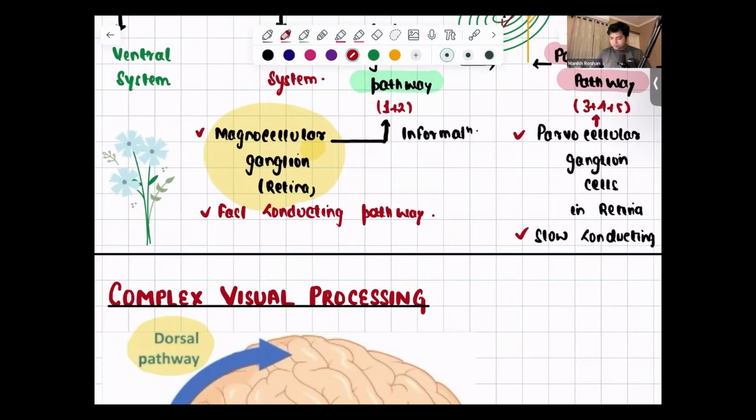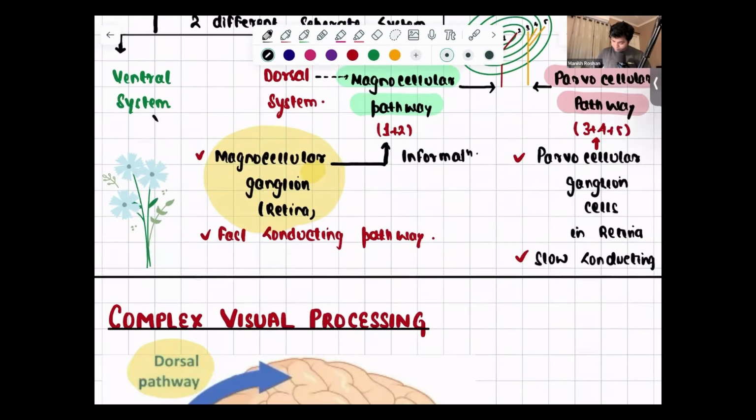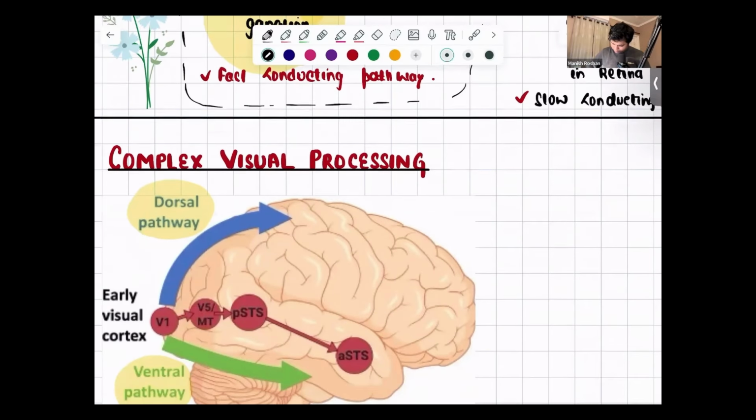Now, usually, the magnocellular pathway constitutes what is called the dorsal system. The dorsal system is constituted by the magnocellular pathway, and the parvocellular pathway constitutes the ventral system. So I hope the picture is clear now. We have the ventral and the dorsal systems. The dorsal system is formed by the magnocellular pathway, and the ventral system is formed by the parvocellular pathway.